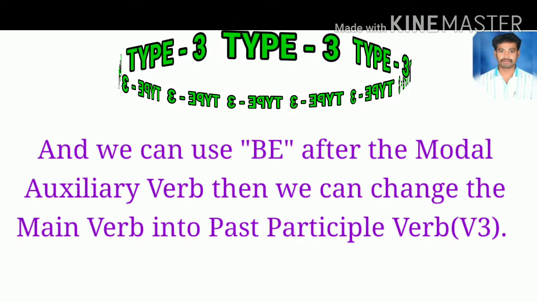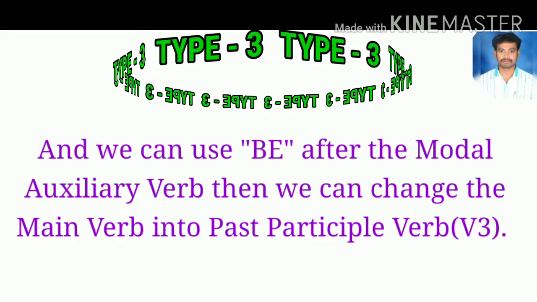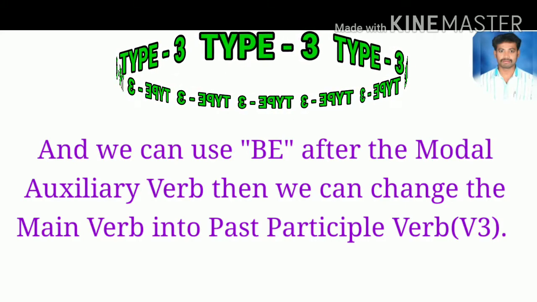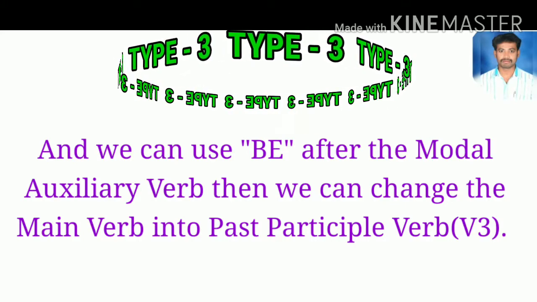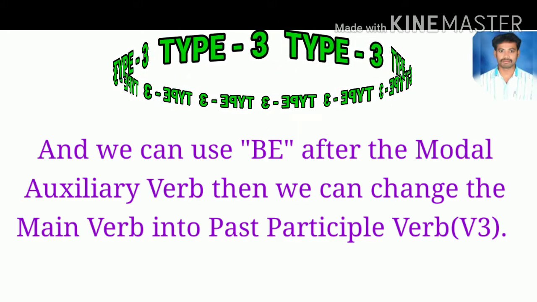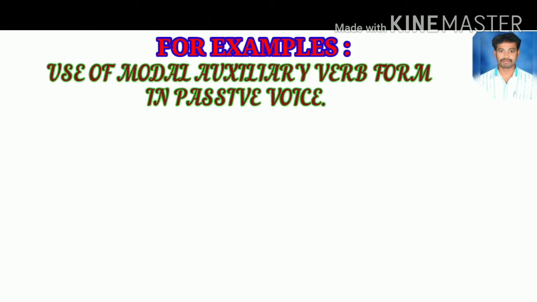How we are going to observe the modal auxiliary verb. There are 13 modal auxiliary verbs: will, would, shall, should, can, could, may, might, must, ought to, have to, dare to, need to. We're going to observe these 13 modal auxiliary verbs with the verb. At that time I'm going to write the same modal auxiliary verb. So now we will move to examples. This is the easiest one. There is no need to change the modal auxiliary verb, but we're going to add be, and then we're going to change V1 into V3. That's all.